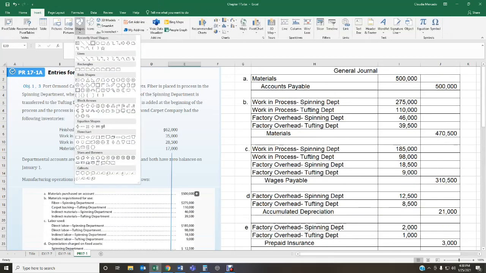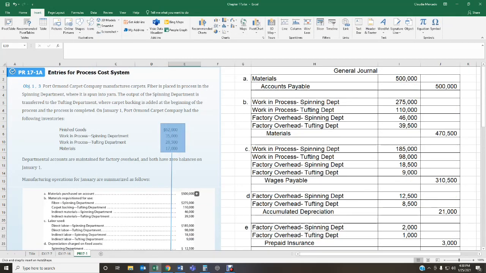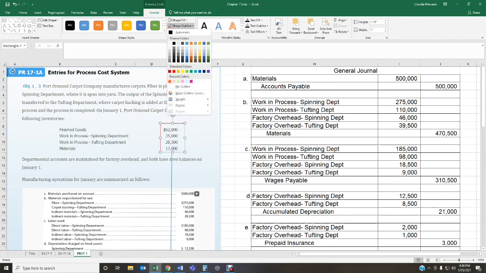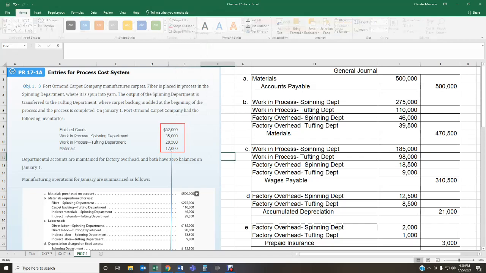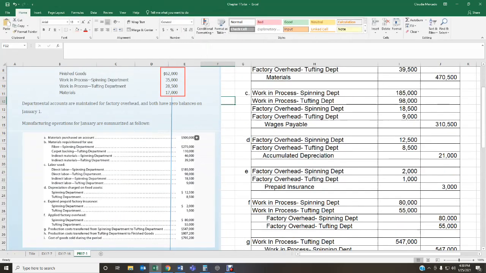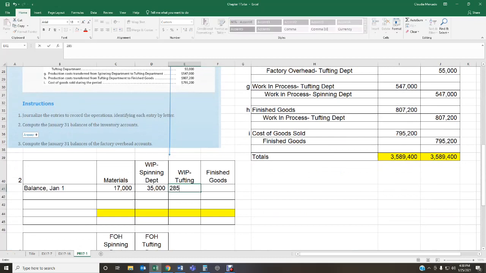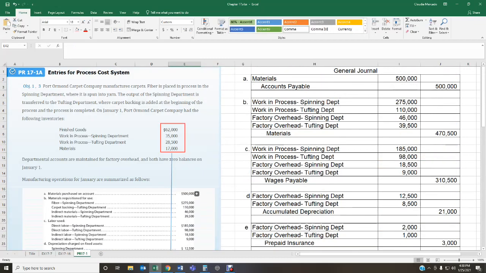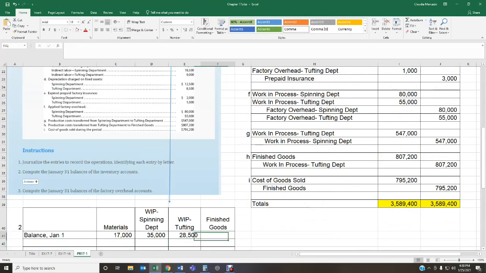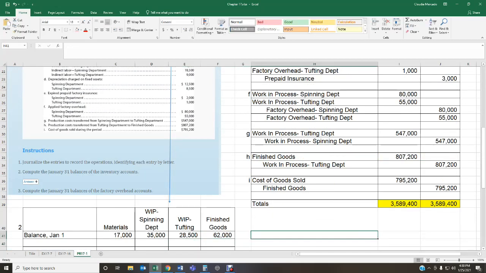Okay, nothing, no major calculations. We're just transferring that to the bottom. Okay, and then we have the tufting. What did we say it was? 28,500. And then finished goods, we had 62,000. Okay, so we've got those beginning balances.